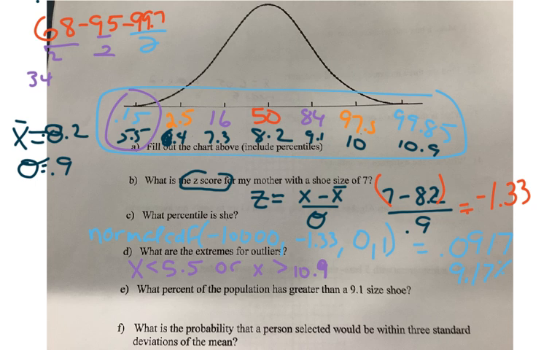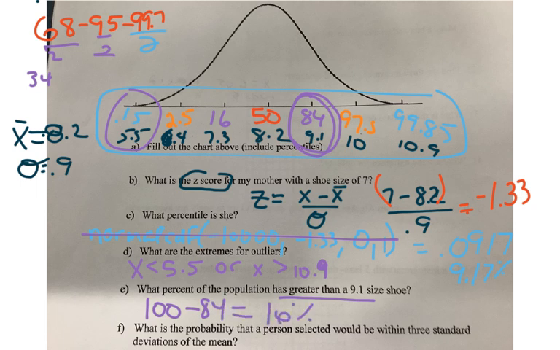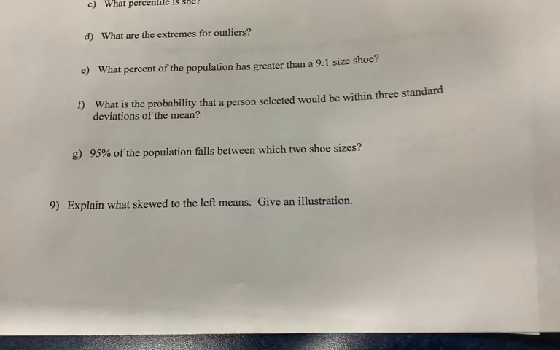What percent of the population has greater than a 9.1 shoe size? Now, this one falls on the curve, so we're going to use that. So we don't need to use the normal CDF in this case because it's on the curve. So 84% have the same shoe size or less, so therefore it is 100 minus 84 in this case because we want the other side. So 16% is our answer. What probability the person selected would be within 3 standard deviations of the mean? That's just asking about the 99.7, the empirical rule.